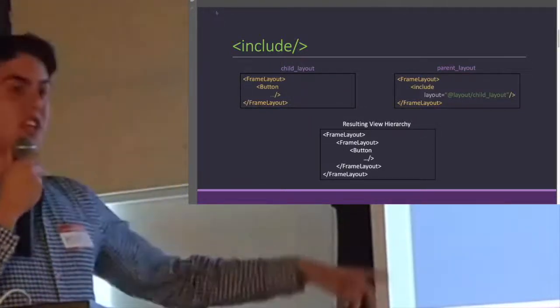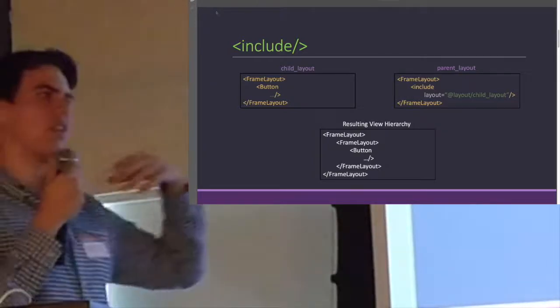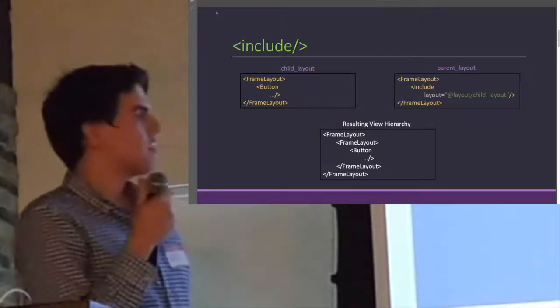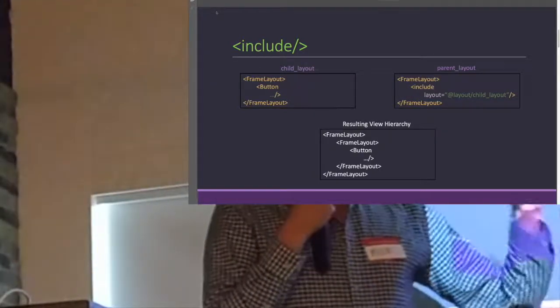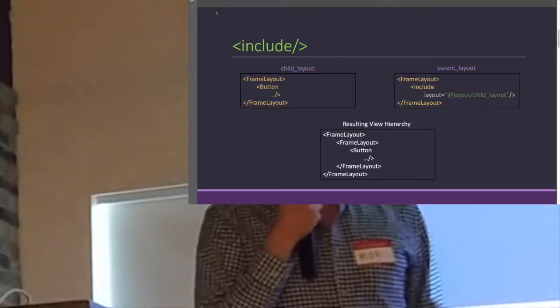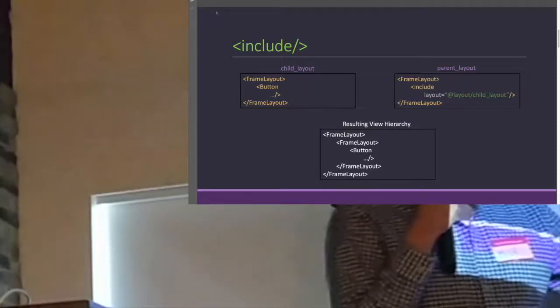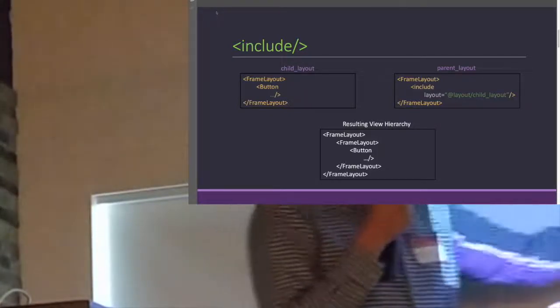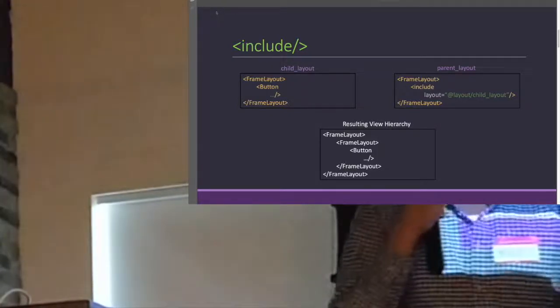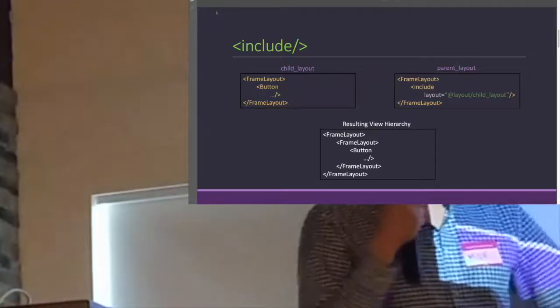But the other thing that's bad about it, and in my opinion a bigger bad thing, is the idea that the resulting view hierarchy is wasteful and not good for performance. Because as you can see, we have the parent layout, which is a frame layout, including the child layout, which is a frame layout again, and with a button inside. I mean, why have two frame layouts when you can have one?